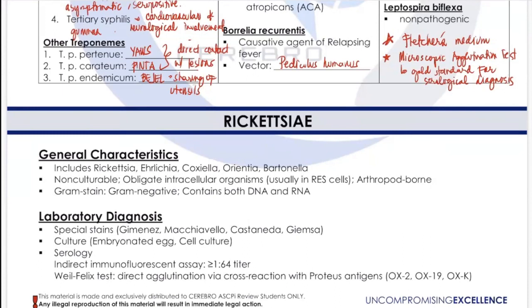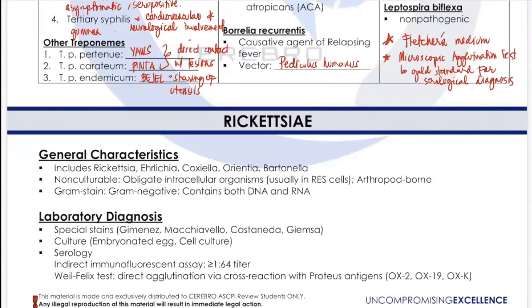Now, for serological diagnosis, we could make use of indirect immunofluorescent assay and the positive result should possess a titer of 1:64. Okay? Or we can also use the Weil-Felix test, which is a direct agglutination test based on the ability of Rickettsial antibodies to cross-react with certain Proteus antigens. So what we use here are OX2, OX19, and OXK.